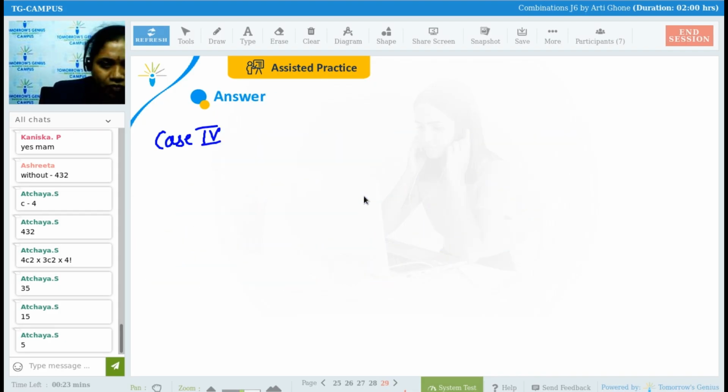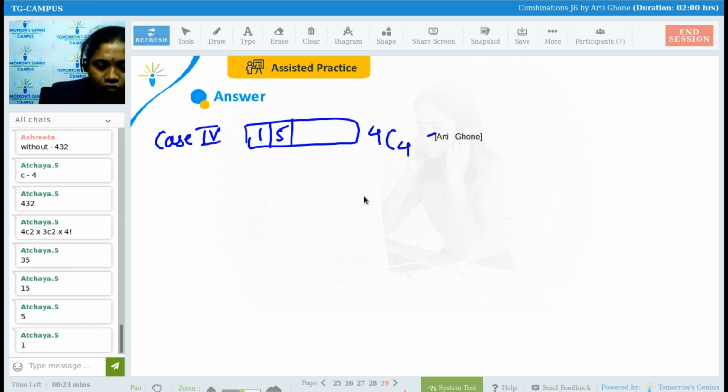If I could fix the value 1, 5, what will be the answer? 4C4. So it is one case only. Up to this is clear? Okay, we can't proceed in the 1, 6 because 4C we cannot go further. Okay, now we have to start with the 2.